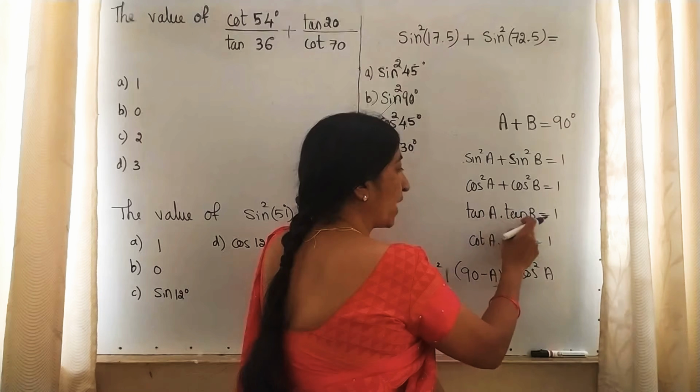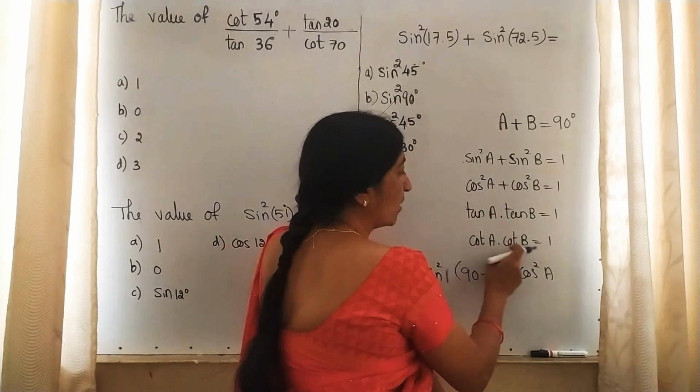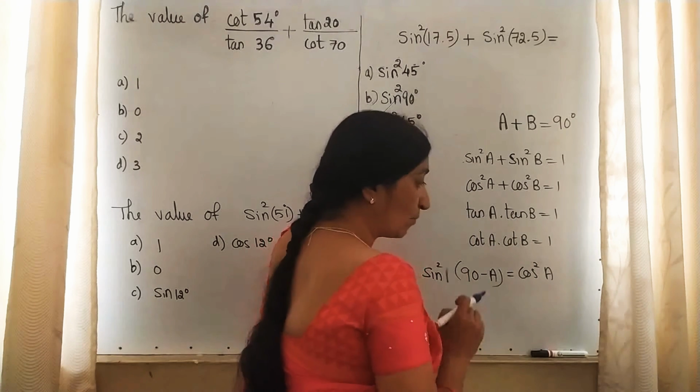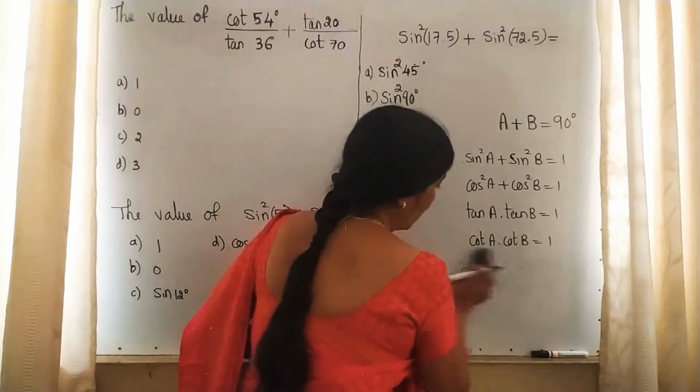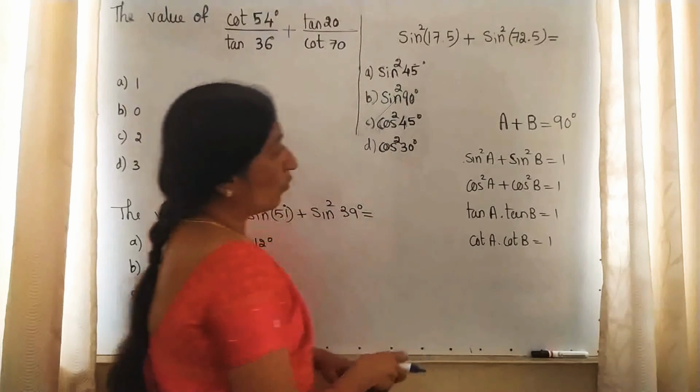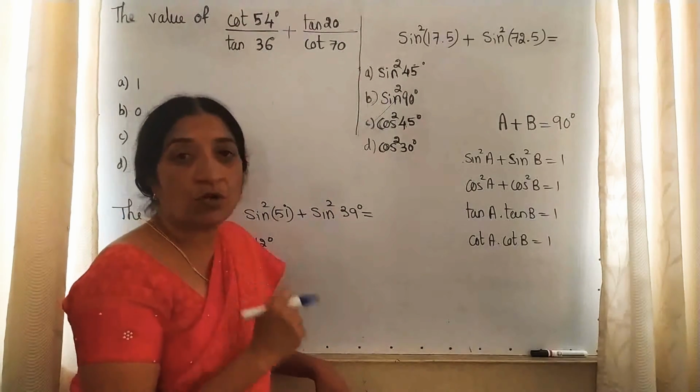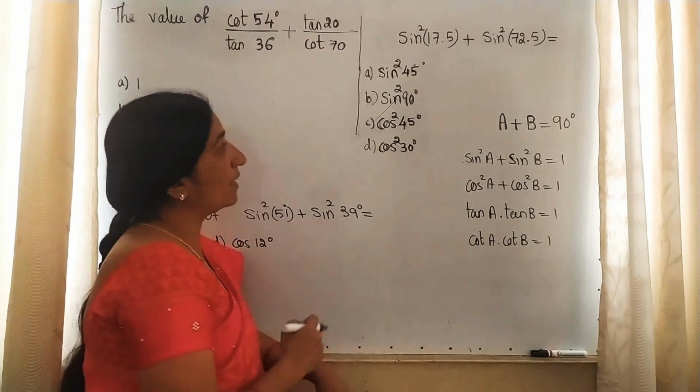Tan A into tan B is 1. Cot A into cot B is 1. These are the important tricks. So I will explain these tricks one by one. That means for these examples, what we have to do is just add the angles.